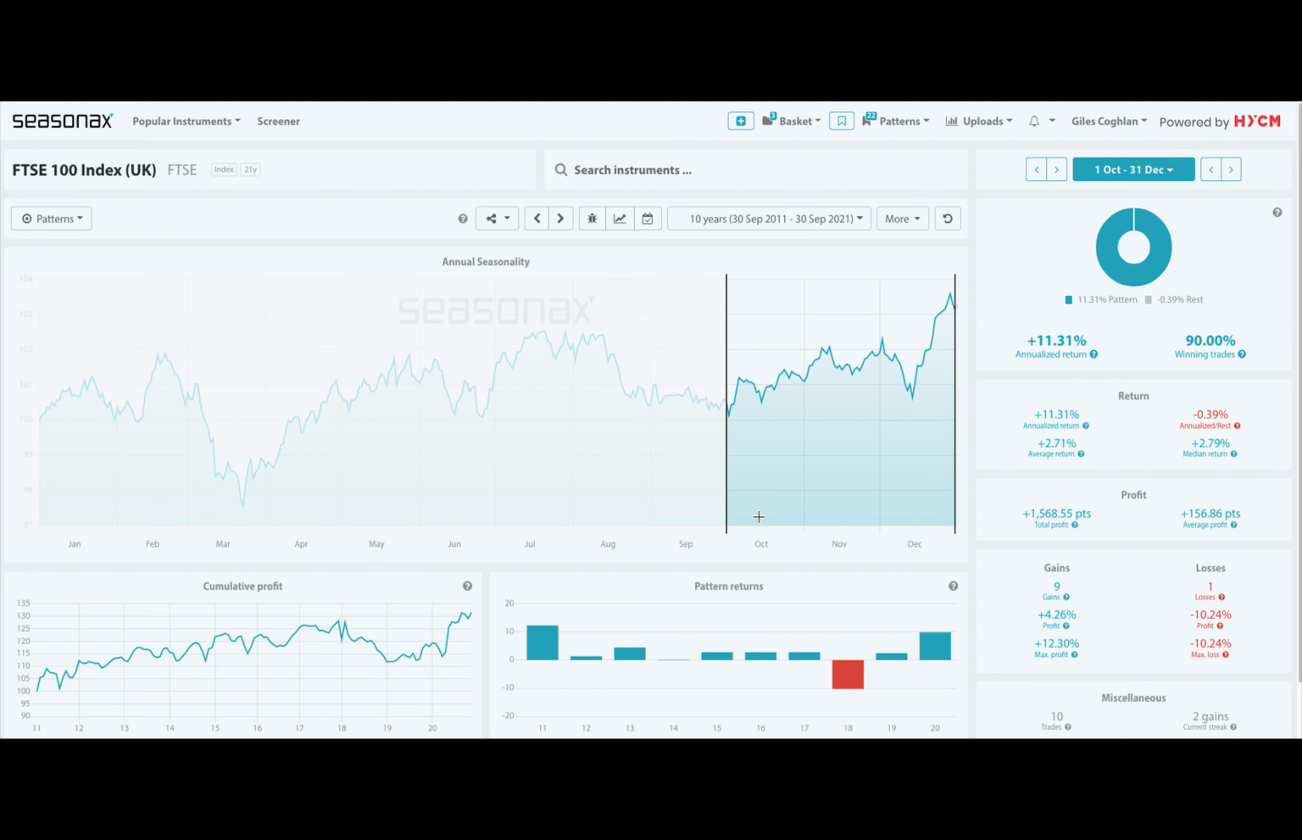Over the last 10 years, the FTSE has risen 9 times between October the 1st and December the 31st. The average rise has been 2.71%. Largest gain was in 2011, with a 12.30% rise. Largest loss here in 2018, with a minus 10.24% loss. Now, bear this seasonal pattern in mind.